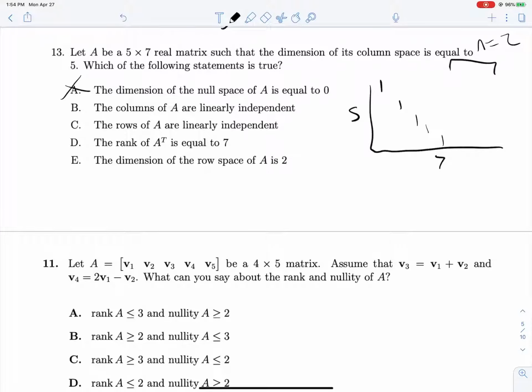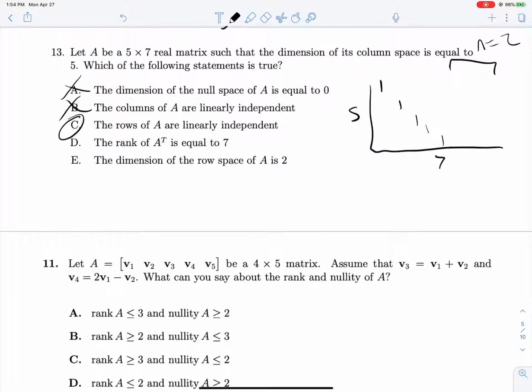What about B? The columns of A are linearly independent. Nope, because not every column has a pivot. What about C? The rows of A are linearly independent. Well, yes. Yep, I agree with that, because we have a pivot in every row. Yeah, so that should work.